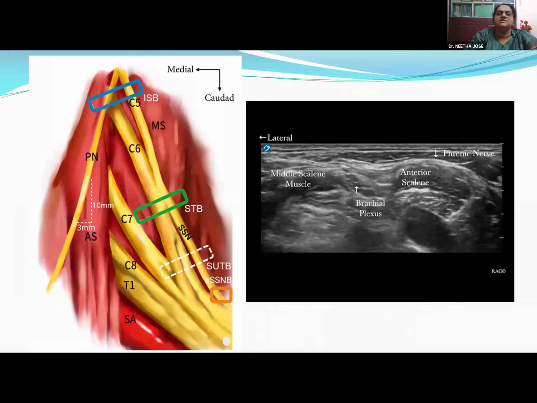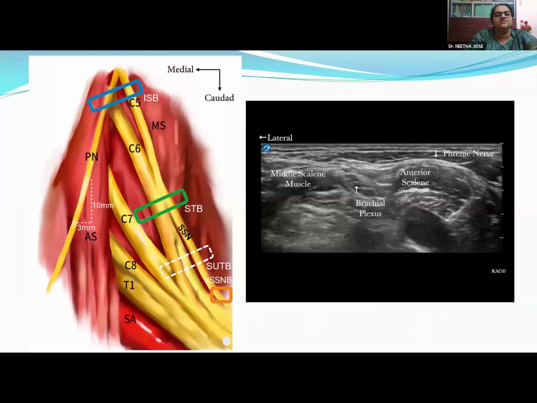Then, this is an anatomical illustration that shows a segment of the brachial plexus and its surroundings, muscles, and nerves. This is the place where we give interscalene brachial plexus block. These are the C5, C6, C7, C8, T1 nerve roots. This is the middle scalene muscle, and this is the anterior scalene muscle. The phrenic nerve goes anterior to the anterior scalene muscle. And here is the place where we give superior trunk block.